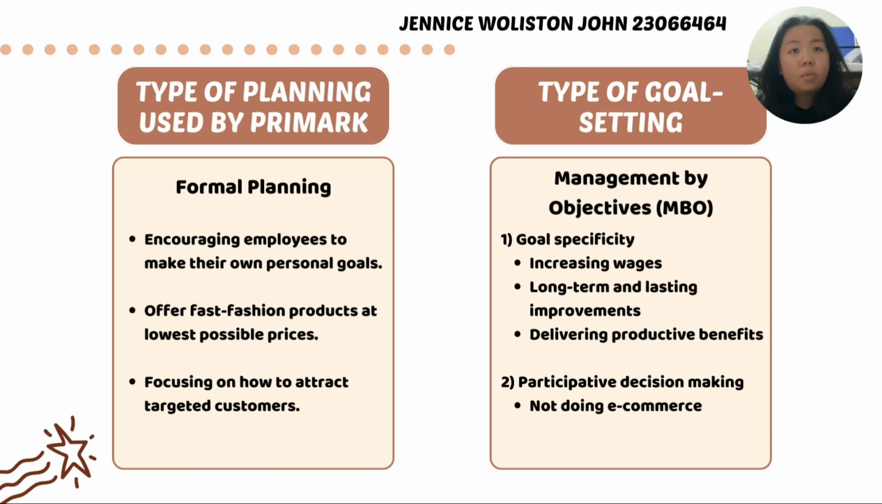Next, I will be talking about what type of goal setting Primark is using. In my opinion, Primark is using management by objectives (MBO). Why? To me, Primark has goal specificity such as increasing their workers' wages, delivering productive benefits, and planning long-term and lasting improvements. Second of all, they are also participatory in decision making. For example, in case 1, they chose to sell their products at the lowest possible prices and not do e-commerce or advertising to attract more customers.